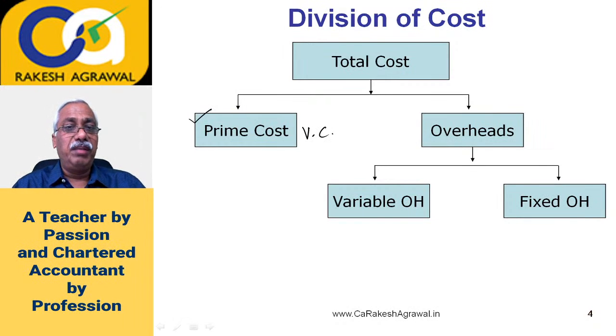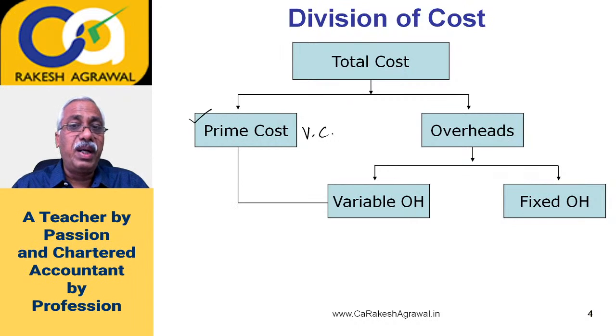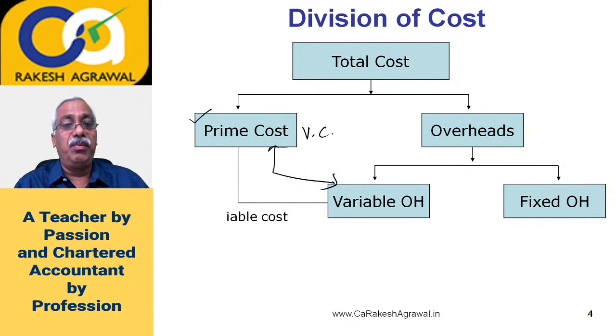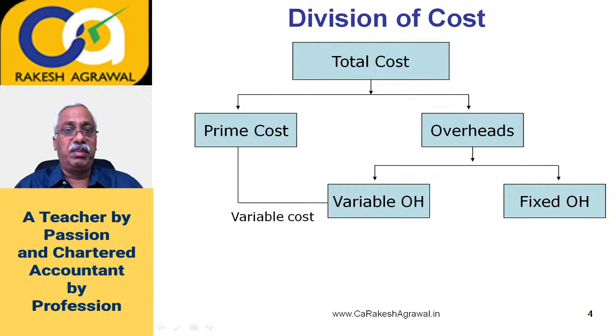It means in the question, if they tell you direct material, it is variable cost. If they tell you direct labor, it is variable cost. If they give you direct expenses, it is by default variable cost. So this prime cost is always variable, plus out of overheads portion, you have separated out the variable overheads portion. So these two together, that is prime cost plus variable overheads together, becomes your variable cost for marginal costing purpose.